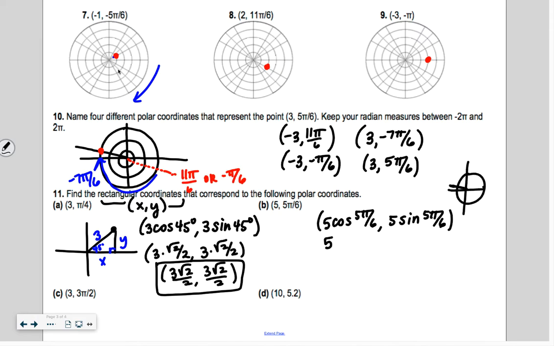Cosine is going to be, what's the cosine of 5 pi over 6? Some of you guys were having trouble with this on the test. You're forgetting your basics. Yeah, it's negative root 3 over 2. Yep. And then sine of 5 pi over 6 is 1/2. So together we get negative 5 root 3 over 2, comma 5 over 2.